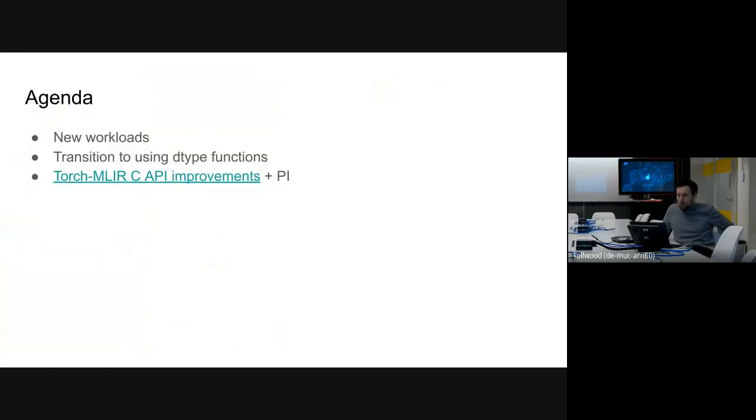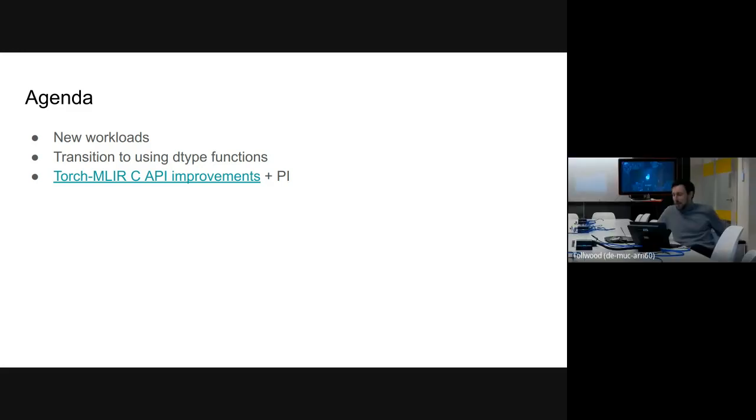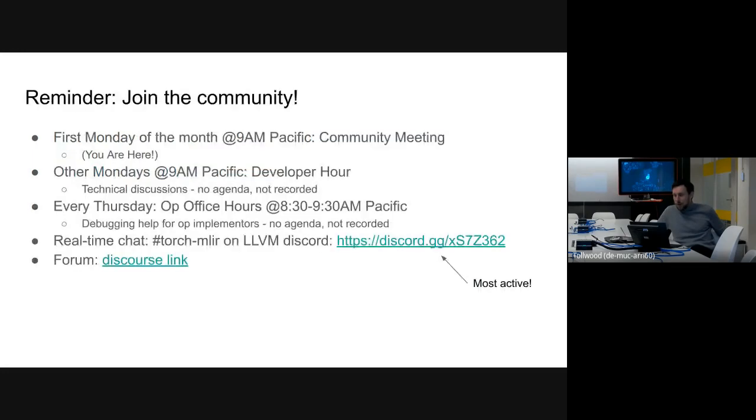Cool. So we have a light agenda today. We're going to be talking about the new ops and workloads as always. The transition to using the dtype functions, which is going to let us unlock various custom op workflows. And then the PI project or Pi project. I don't know, Max, what's the right way to pronounce that? I don't think we've settled, but Pi is good enough for now. All right, Pi. All right, so let's jump right in.